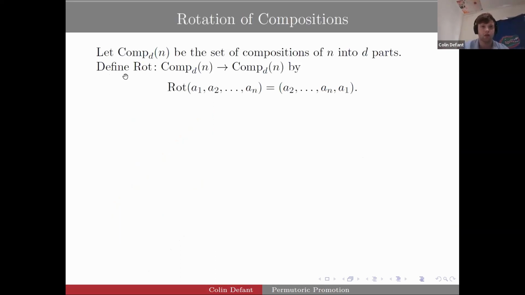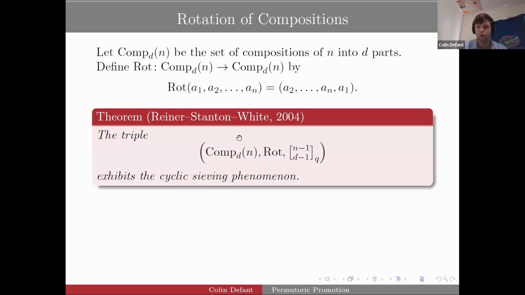Okay, so let me just fix a little bit of notation. Comp d of n will be the set of compositions of n into d parts. Rot will be this rotation map that just rotates the composition one step to the left. So one of the first results in the theory of cyclic sieving, which appeared in the first paper about cyclic sieving, is that this triple exhibits the cyclic sieving phenomenon, where you have compositions of n into d parts, this rotation, and this is the q-analog of a binomial coefficient.